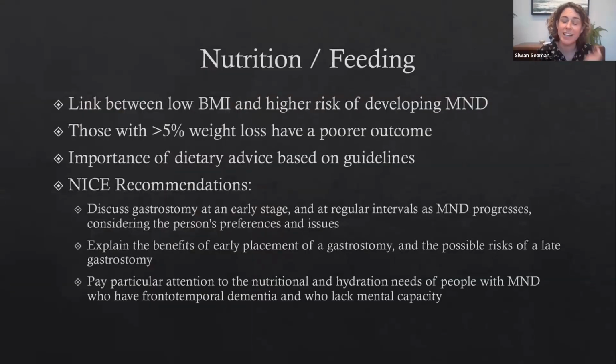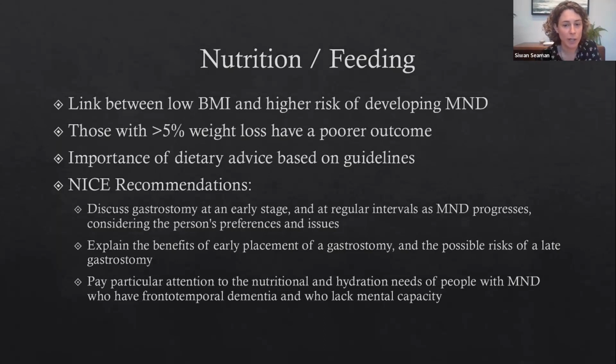Nutrition and feeding, a real area of interest at the moment for motor neuron disease, and lots of links emerging between low BMI and higher risk of developing MND, and also that those with the greatest weight loss have the poorest outcomes. So we know it's a really important area to focus on with our patients, and good dietary advice is key. And some of you may be involved in studies ongoing at the moment, exploring the value of in-depth dietary advice for patients via the Optic Health study.